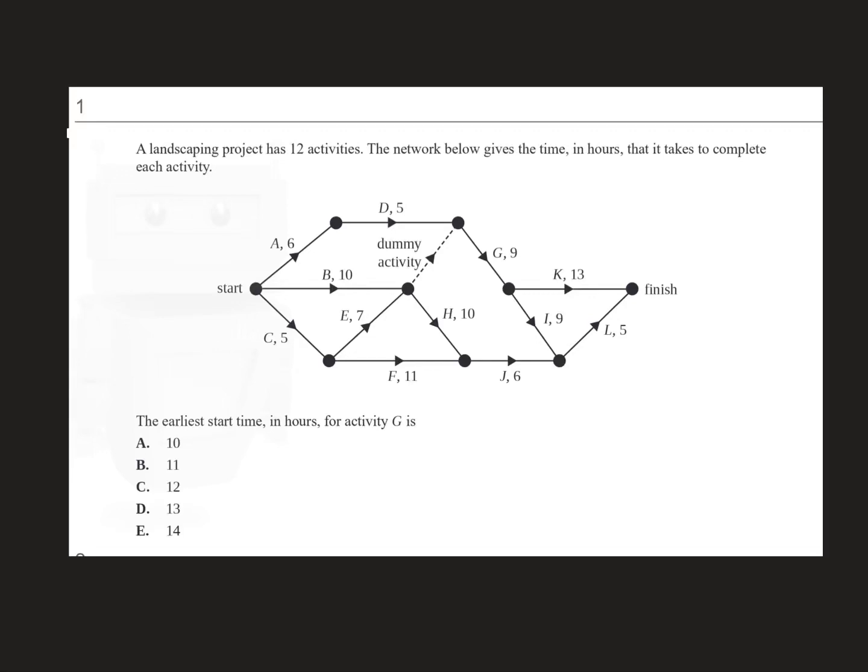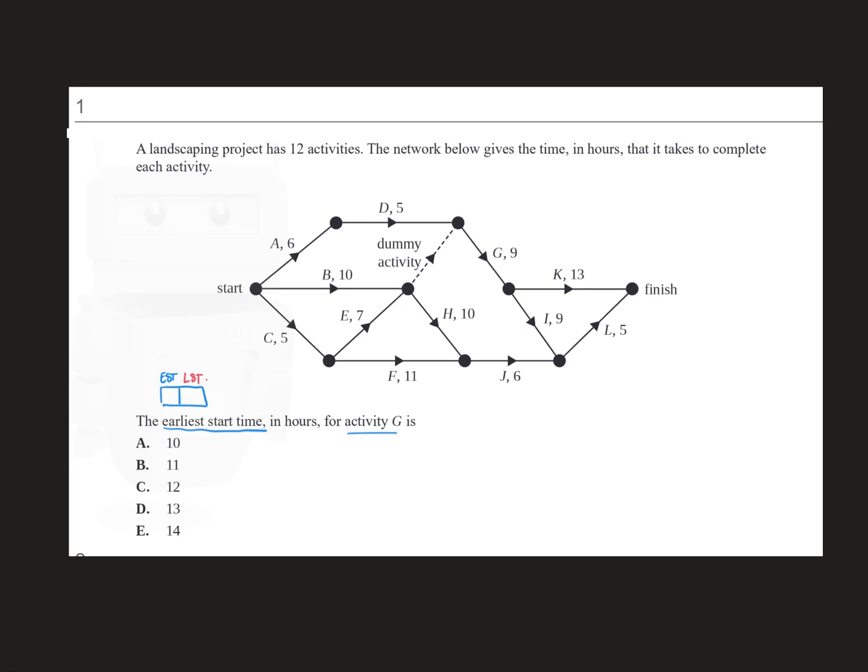Okay, so here we've got a network with 12 activities, and they're asking us for the earliest start time of activity G. So generally we need to do a flow through of the network. When we start putting these boxes, we normally say the earliest start time, and then we call the second box, when we go backwards, the latest starting time.